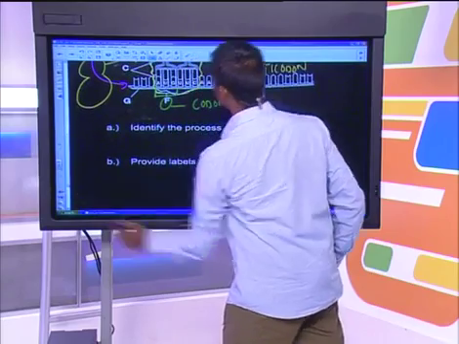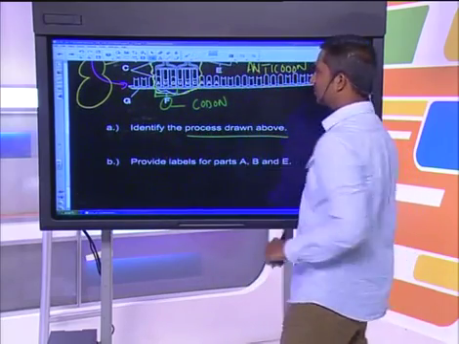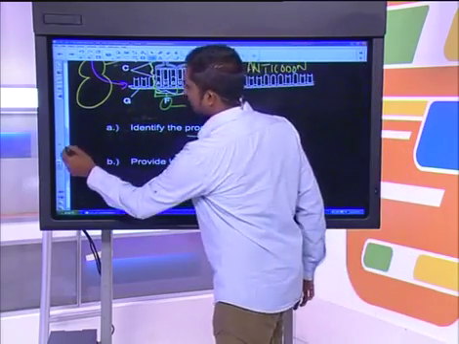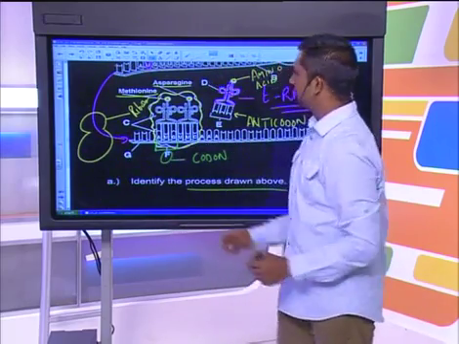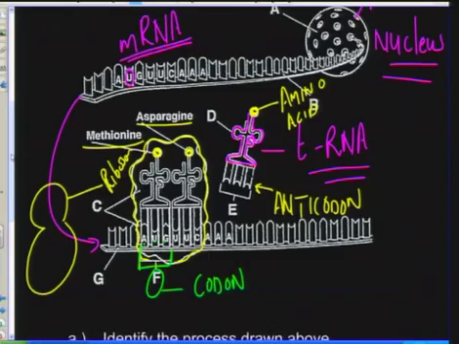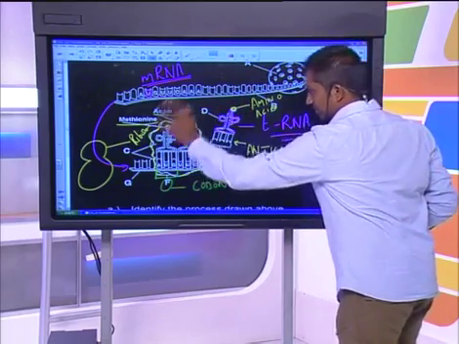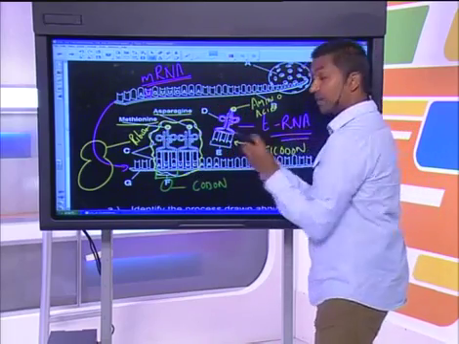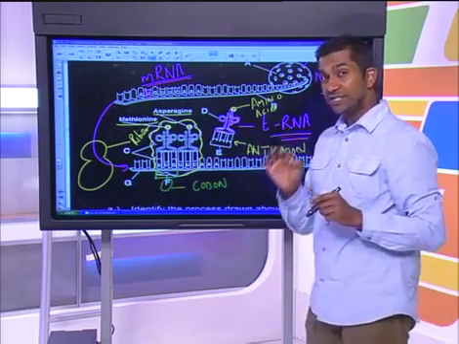So let's look at the first question. Identify the process drawn above. If you look at the diagram, guys, we can see the mRNA molecule coming out, we can see it going to the ribosome here, and we can see that there are amino acids being put together. What do we refer to that process as collectively? The process of amino acids coming together is called protein synthesis.